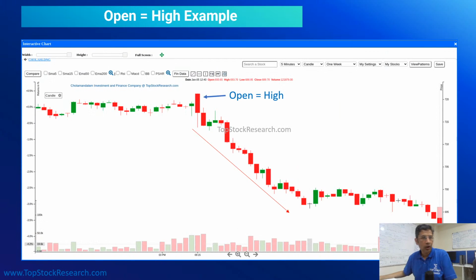All right. So there was a question on stock option OHLC. We don't have that as we speak, right? Maybe coming in later time frame, but we don't have it now. Okay. So this was very simple example of open is equal to high, right?